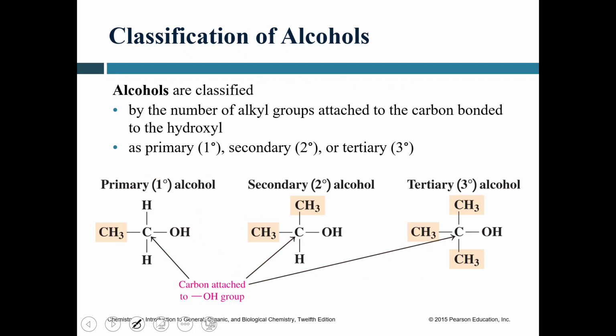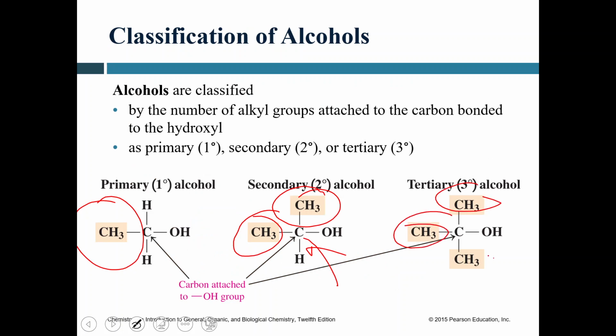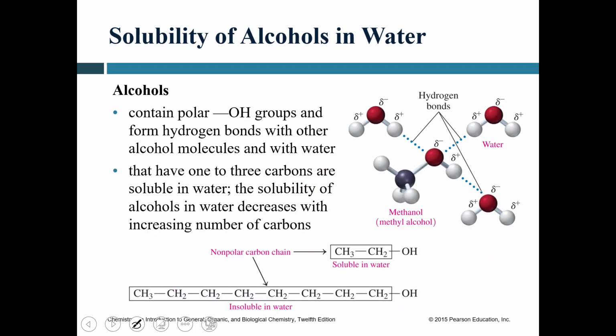So alcohols can be classified by the number of alkyl groups that are attached to the carbon that is bonded to the hydroxyl. If there's only one alkyl group bound to that carbon, it's a primary alcohol. If there are 2 alkyl groups bound to that carbon, it's a secondary alcohol. 3 alkyl groups mean a tertiary alcohol.